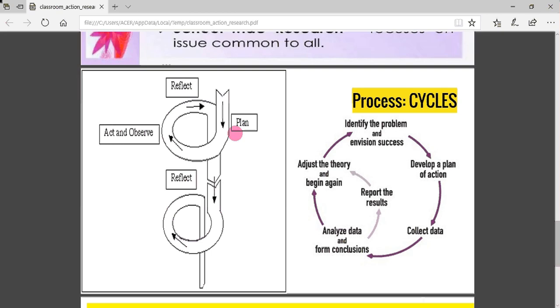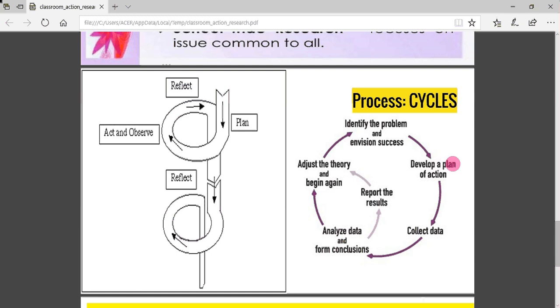This is the main topic of today's discussion: how to conduct the process. In classroom action research, the process is well recognized as cycles. There are many books writing about classroom action research, and mainly the result of the reading remains the same: the process is in cycles.